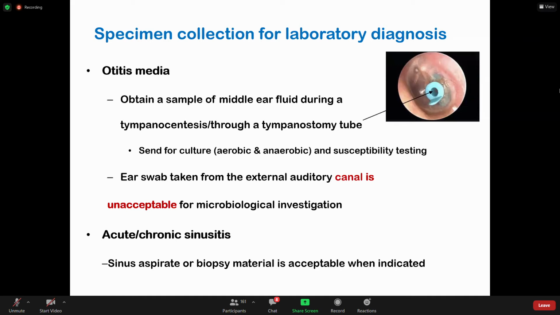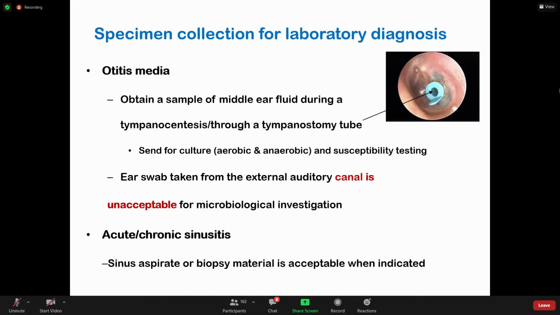One thing I want you to note, if you don't remember anything from this lecture, you must not forget this: ear swab obtained from the external auditory canal is not acceptable for investigating a patient with otitis media. I'll go over that again.